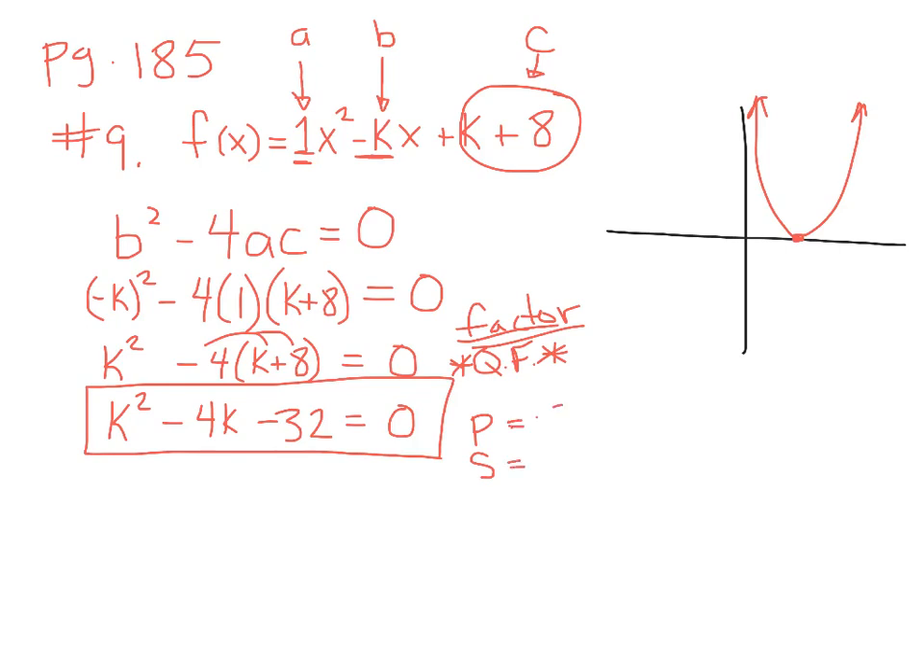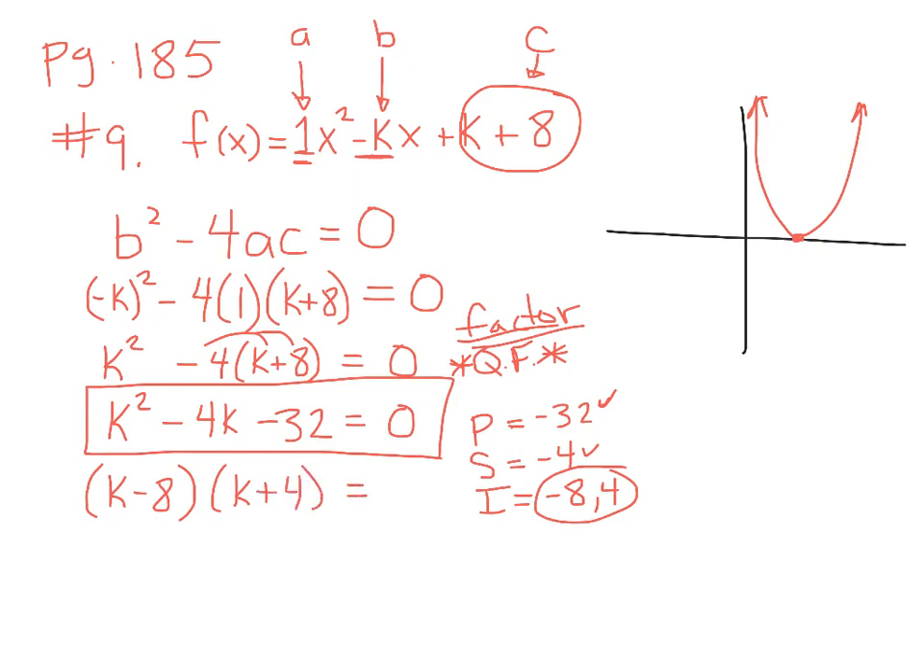The product of this thing is negative 32 and the sum of that thing is negative 4. So two numbers that multiply to negative 32 and add to negative 4 are negative 8 and 4. They multiply to negative 32 and they add to negative 4. So one of my brackets will be k minus 8 from those two integers, and my other bracket will be k plus 4 equals 0.